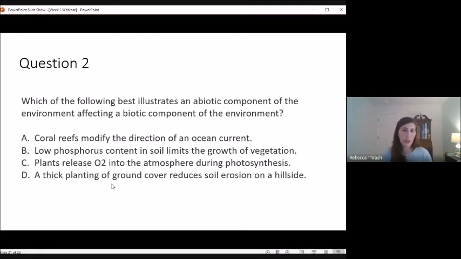So we're looking for abiotic affecting biotic. So A, coral reefs, that's definitely living. Direction of an ocean current, well, that's non-living, so that's the reverse. Now, low phosphorus content, that's a soil nutrient component, and that is abiotic. And limiting growth of vegetation would be biotic. So that fits what the question is asking.